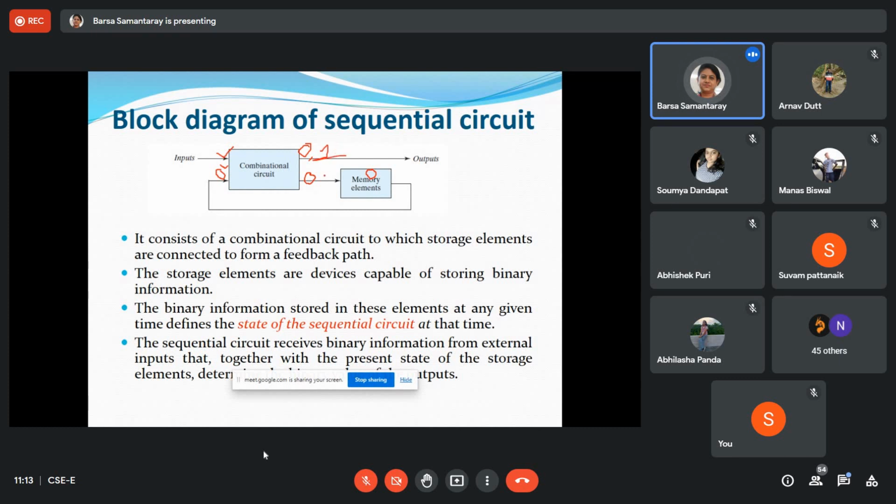Then this output is again stored in the memory element. Okay, and again this 1 will be fed here. Then this output will again change to 2. Then this 2 is again stored in the memory element. So can you tell me that whatever the state of the memory element, that is the state of the output? Yes or no?